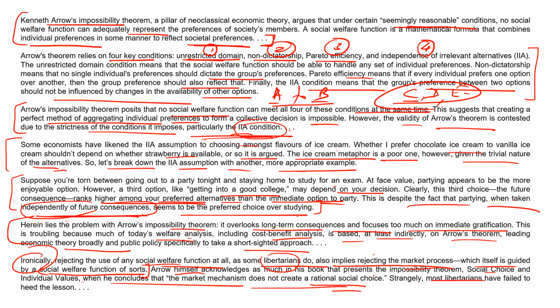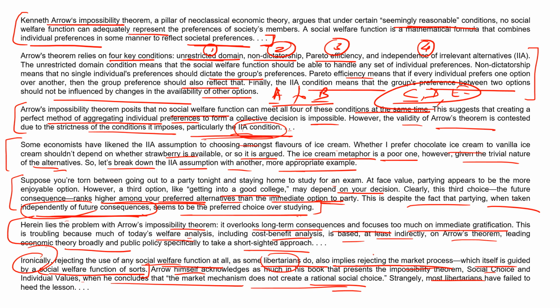So basically, this passage talks about Arrow's impossibility theorem, which says that under certain reasonable conditions, no social welfare function can adequately represent the preferences of individuals. And what are those four conditions? One is unrestricted domain, second is non-dictatorship, third is Pareto.